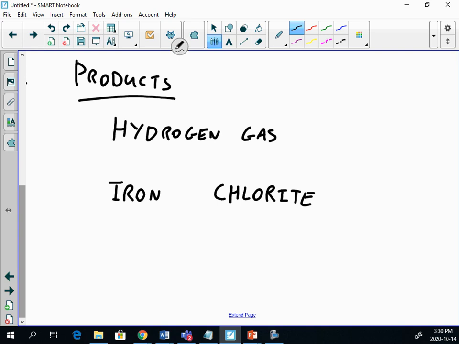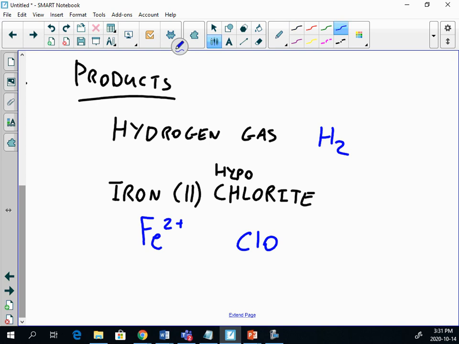Now, I gave you one necessary piece of information in the question there. I told you specifically that this was going to be iron 2 chloride. If I didn't tell you that, you actually wouldn't be able to complete this question. But given that, you know hydrogen gas is H2. You know that you have iron 2, so iron with a 2+ charge. And you know that hypochlorite is ClO minus.